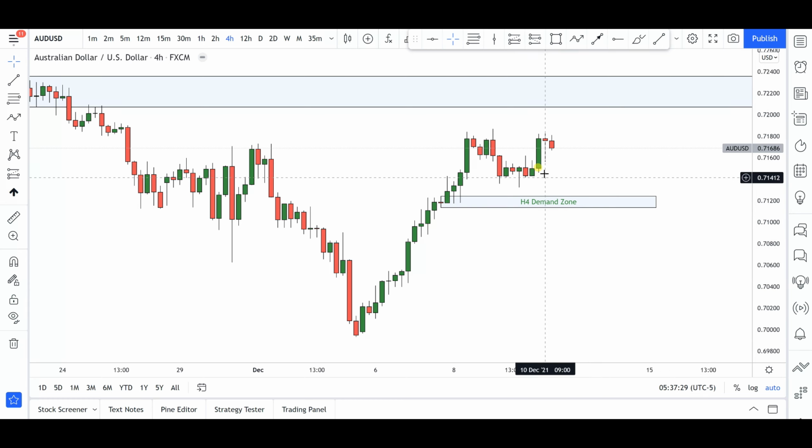Now, looking at that, obviously this is a demand zone. If we get that bounce from this 4 hours demand zone to the upside, I'll be looking for an opportunity to go long to ride this move into that particular daily supply zone.